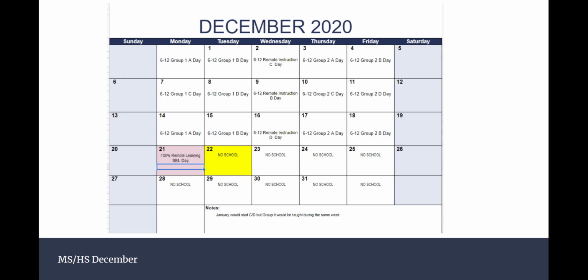You will notice that now December 22nd is a day of no school. In place of the November day, we added this December day in, so that way we had the same number of days in our calendar. December 21st will be a remote learning day. We're going to revolve around social emotional learning and some type of activities, and there'll be more to come from your building principal on that day as we get closer.